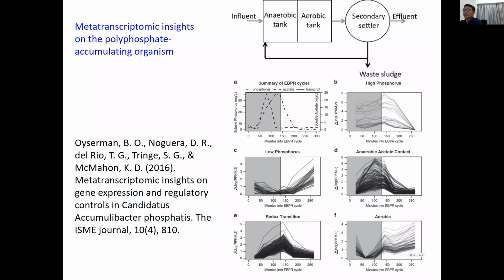They can release phosphate under anaerobic condition and absorb phosphate under aerobic condition. So by using metatranscriptomic approach, we can know which genes were overexpressed under anaerobic conditions and which were overexpressed under aerobic conditions. Based on this information, the metabolism of the polyphosphate accumulating organism can be explored.